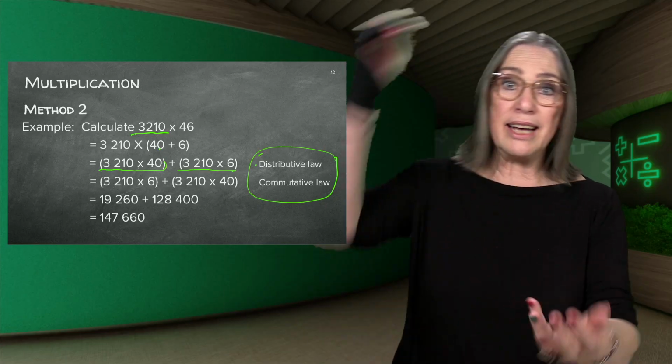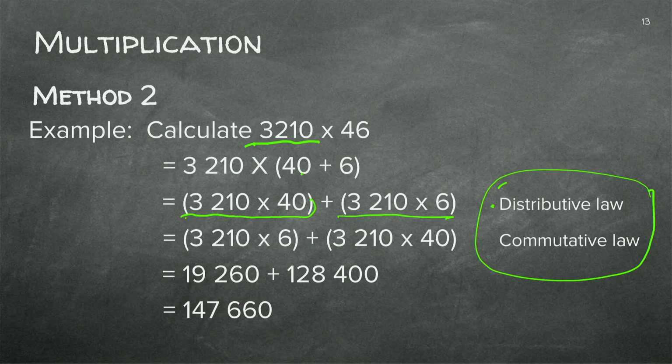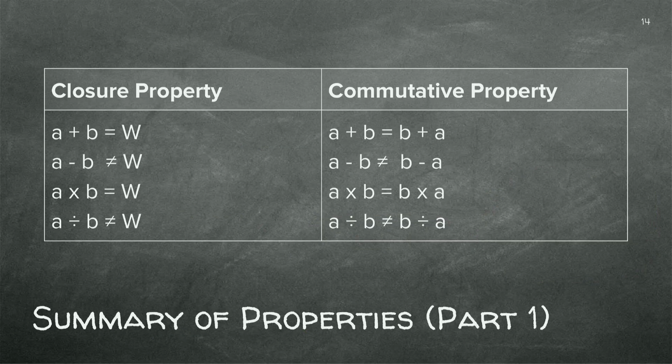And we can change it the other way around. We can say 3,210 times 6 plus 3,210 times 40. We can change it around. That is our commutative law. But the answer will then always be 147,660. Okay, so just to summarize, our closure property holds true for addition.